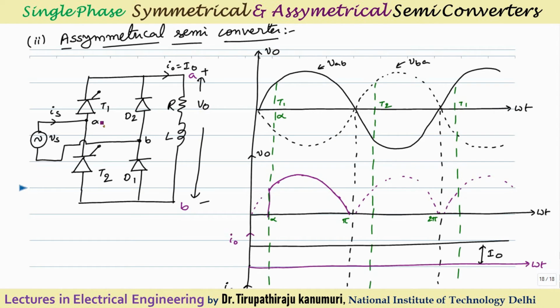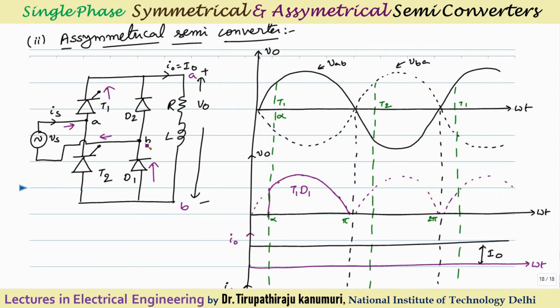And how will the current be conducted? Current will be conducted like this through the thyristor T1. It will go to your output, through the diode D1 and B, it will return back to your supply. So now again at omega t is equal to pi, up to here what is conducting? T1 and D1 is conducting. Agree with me?